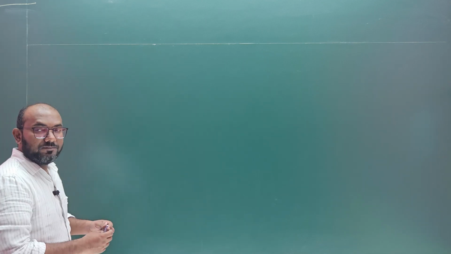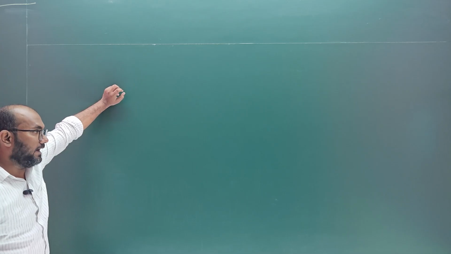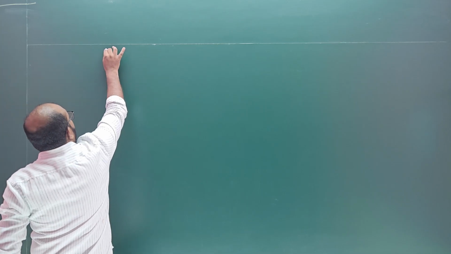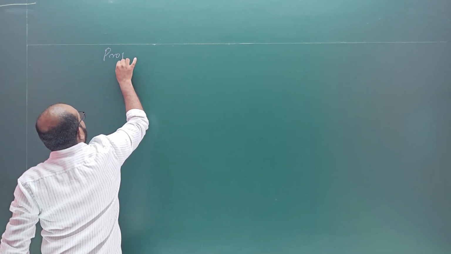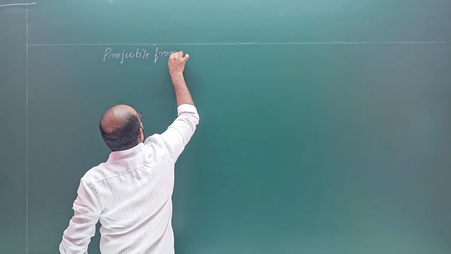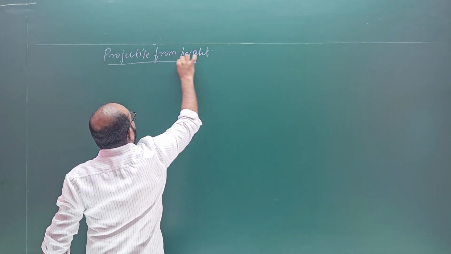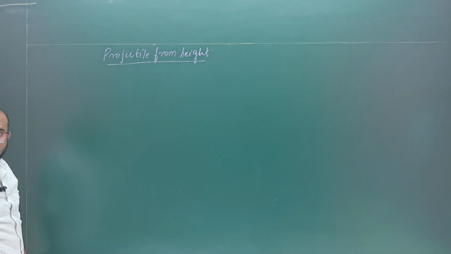Okay, shall I start now? So our next heading is projectile from what? Height. So in projectile from height, we are going to learn what? Three different forms, or three different types.